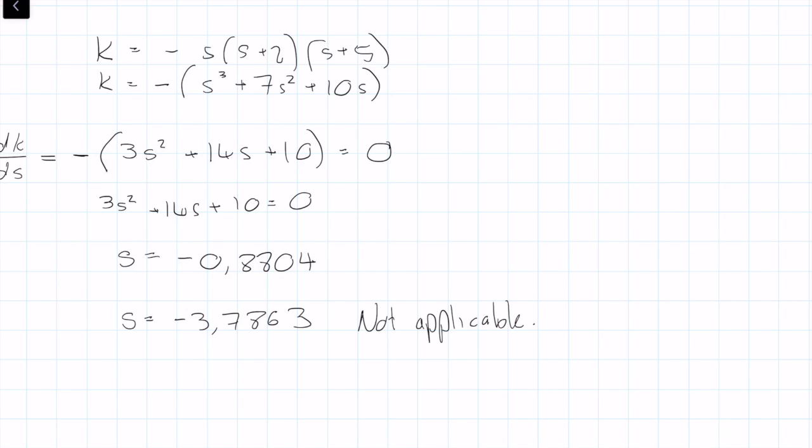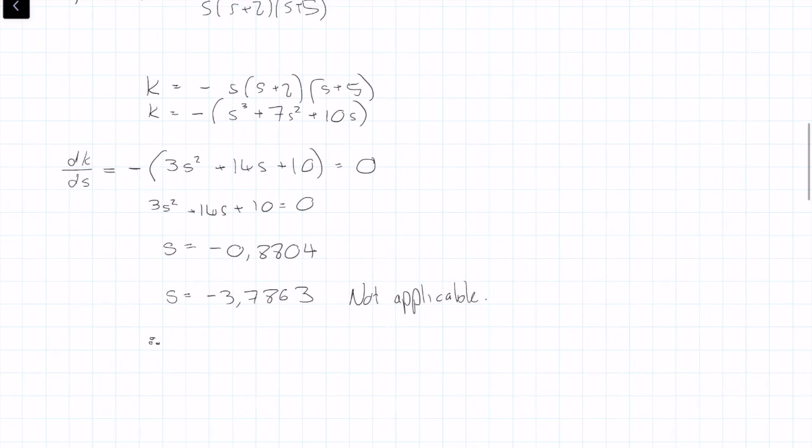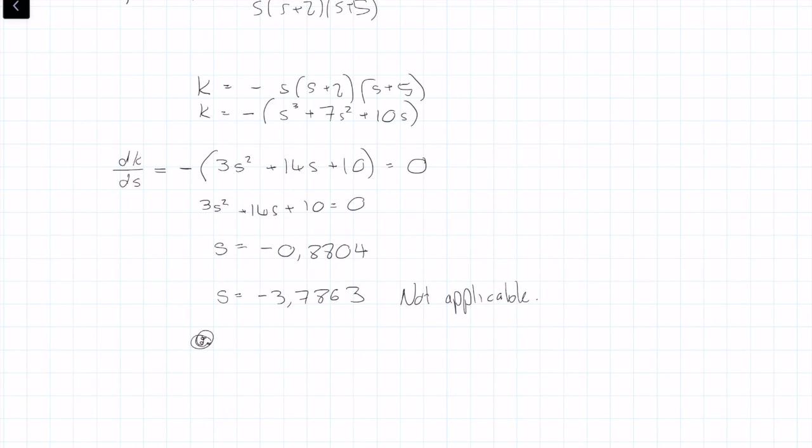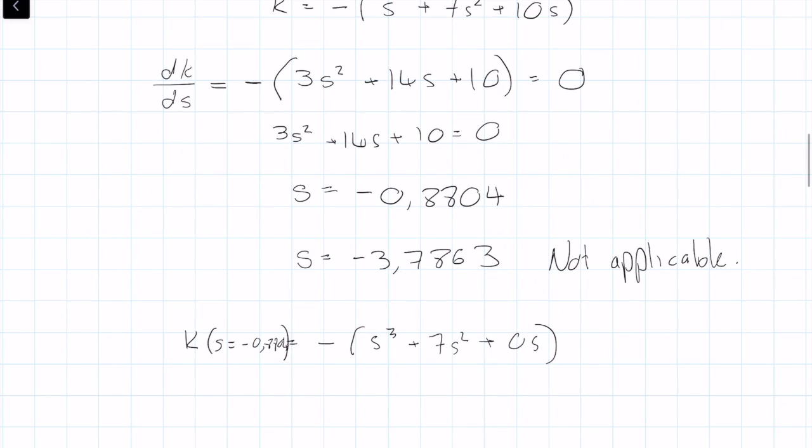And so we can say therefore our breakaway point, okay, let's actually figure out what the value of k is. So what we can say is k is equal to minus s cubed plus 7s squared plus 10s, and we say that k at s equals minus 0.8804. Okay, so what we do is we get minus 0.8804, and we plug that into where we see the s's.